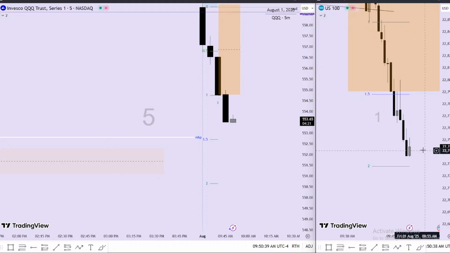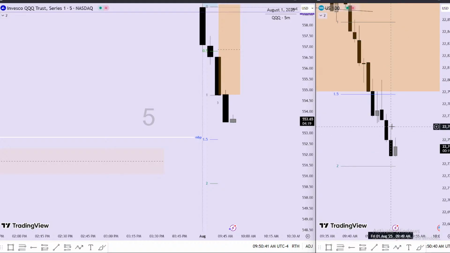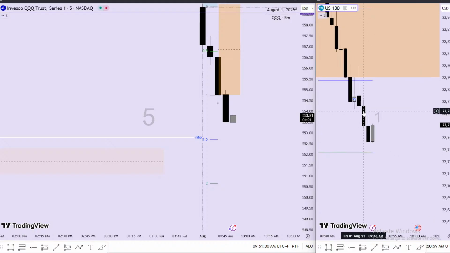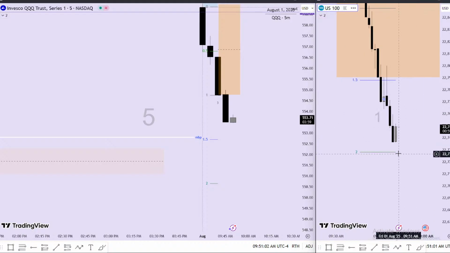I know I got out really early and I did not have a reason to get out, but since it's a very, very sharp move downwards and it's quite unsustainable, I don't want to risk more. Anyways, this is still the target.